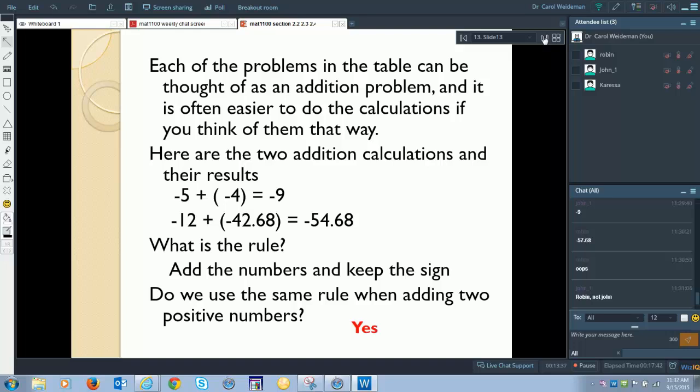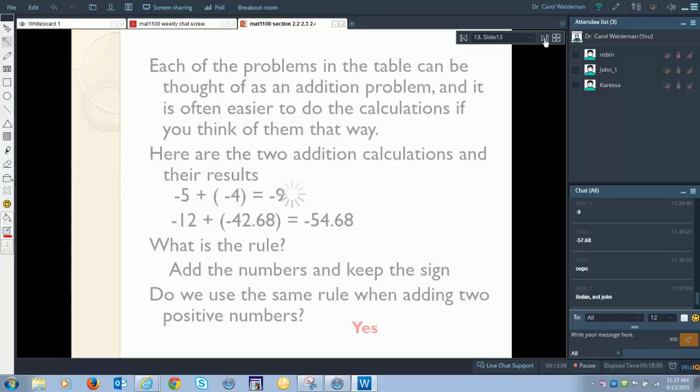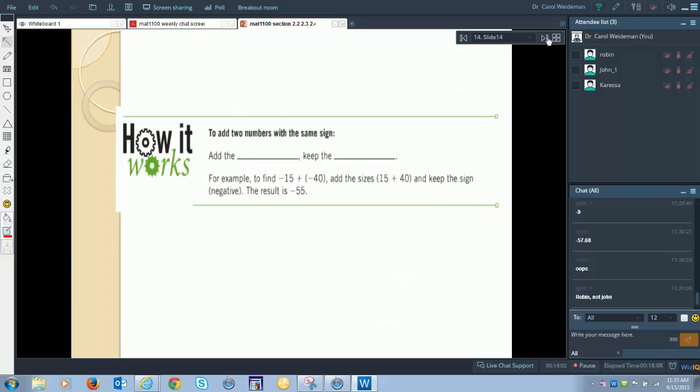What about when we add two positive numbers? Same thing. If I was adding 5 plus 7, you probably do this without even thinking about it. 5 plus 7 equals 12. You add the numbers and keep the sign. So to add two numbers with the same sign, add the sizes and keep the sign. And here's a couple examples. Negative 15 plus negative 40. 15 plus 40 is 55, and keep the sign.